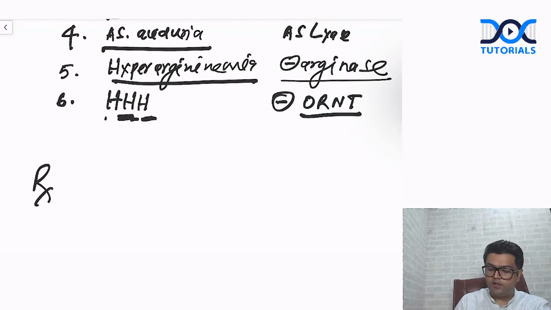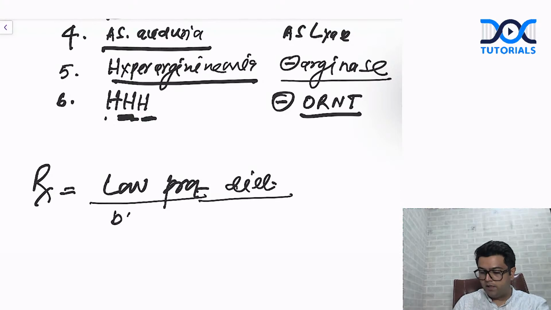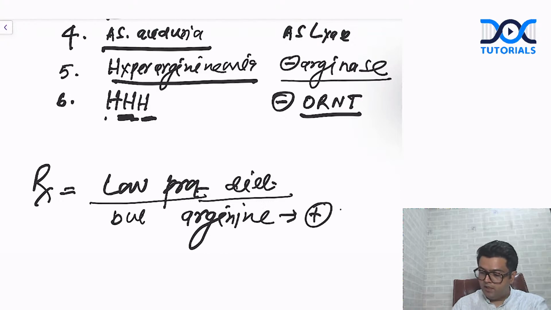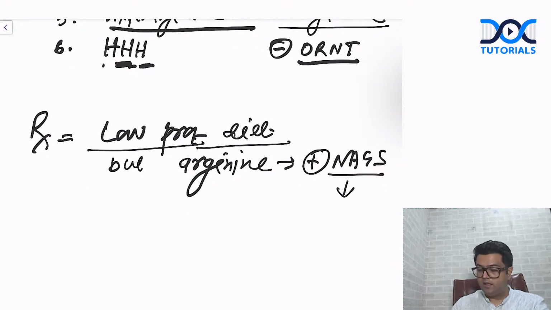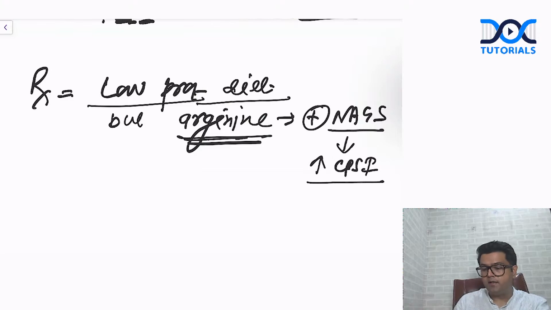Guys, how will you treat urea cycle disorders? Obviously, give a low protein diet. But guys, you can increase the levels of arginine, right? Arginine activates N-acetyl glutamate synthase, which means there is an increase in CPS1 activity. So arginine is beneficial in most cases, but don't give it in hyperargininemia, right? Already arginine is high.